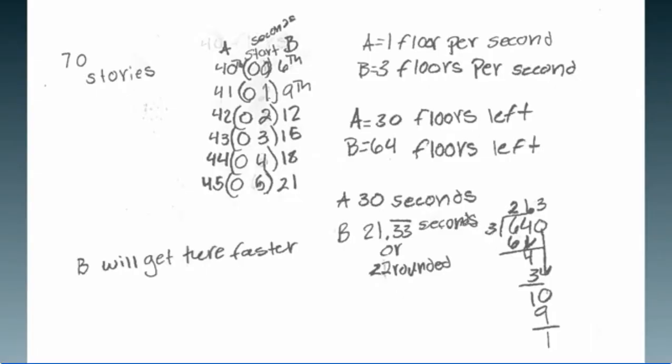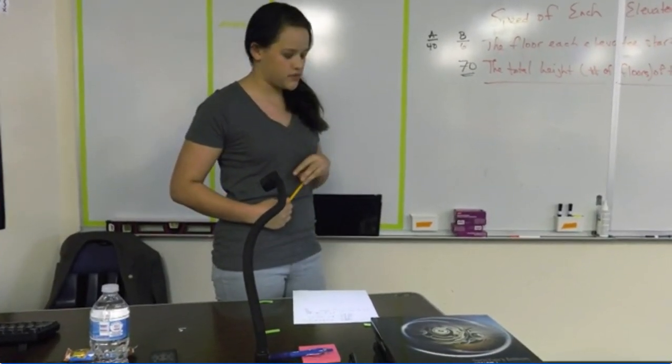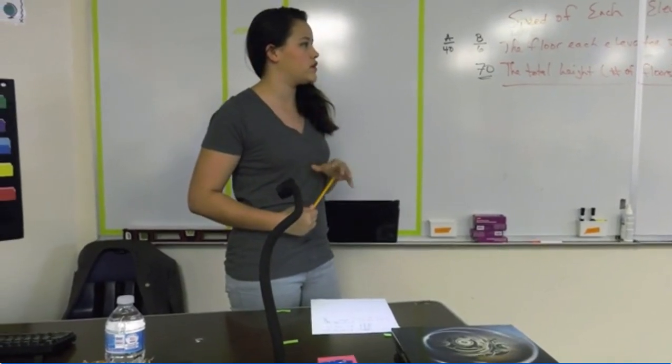For A, it was 1 floor per second, and for B, it was 3 floors per second. We subtracted our starting point from how many stories we started with. It took 30 seconds for A to get there and 21 seconds for B, so B will get there first.